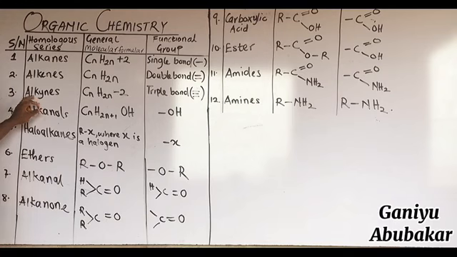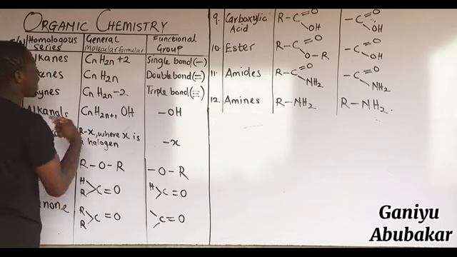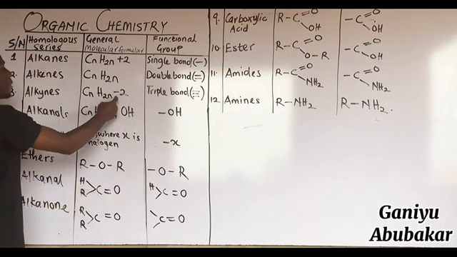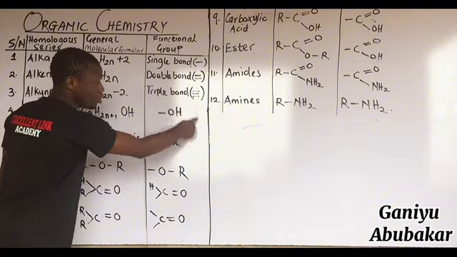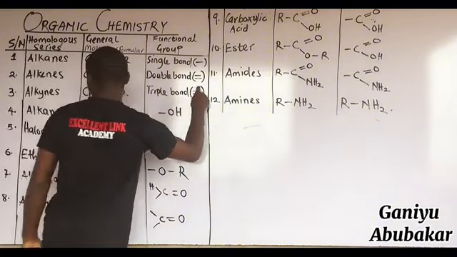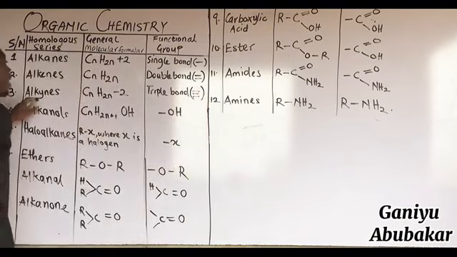Then I'm seeing alkynes. For alkynes, the general molecular formula is CnH2n-2, while the functional group is a triple bond. So anywhere I'm seeing a triple bond is an alkyne. So we have the alkanes, alkenes, and alkynes.